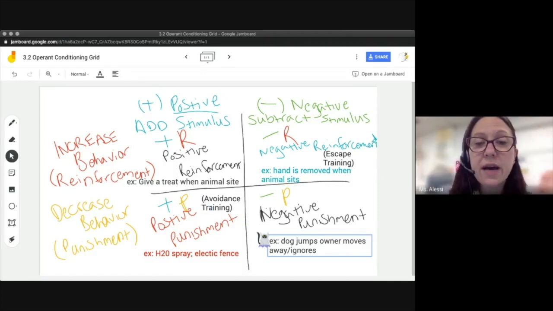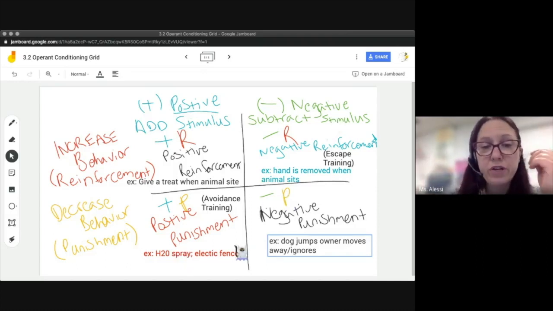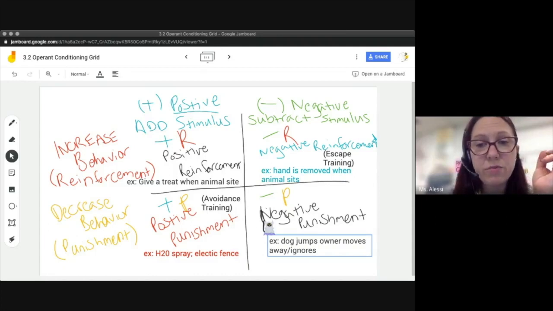But so this is that grid. Really, positive reinforcement and negative punishment are the way to go when you're training your animals. You want to stay away from positive punishment and negative reinforcement. It's going to happen. I used to do positive punishment and negative reinforcement without realizing. And then I got a dog that it didn't work on. So guess what I did? I started using a lot more positive reinforcement and negative punishment. And I saw like a 180.